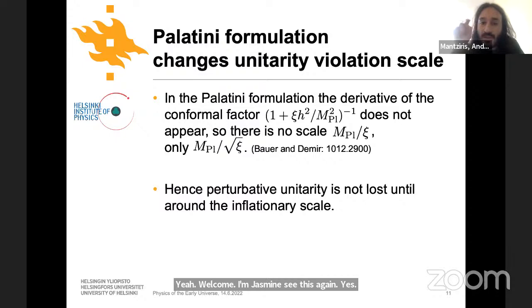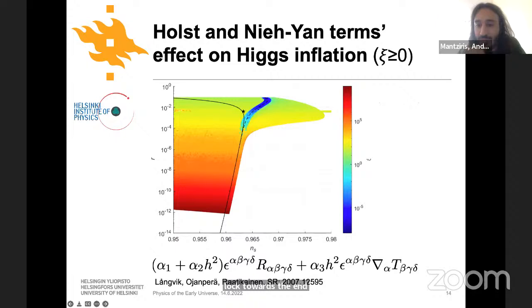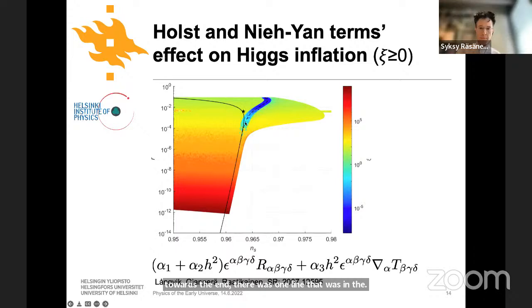Just a quick question. In that colorful plot towards the end, there was one line that was surrounded by the blue ones. What's that line? Yeah, this dashed line is the case when Xi is zero. So when there is no non-minimal coupling to the Ricci scalar, when we only have this Holstein and Nieh-Yan term. In this case, you also have a successful inflationary model. Basically this line is for a fixed number of e-folds, and in this numerical scan, the blue region is when you allow the e-folds to vary by plus or minus one to allow for differences in reheating. So basically this line is Xi equals zero.